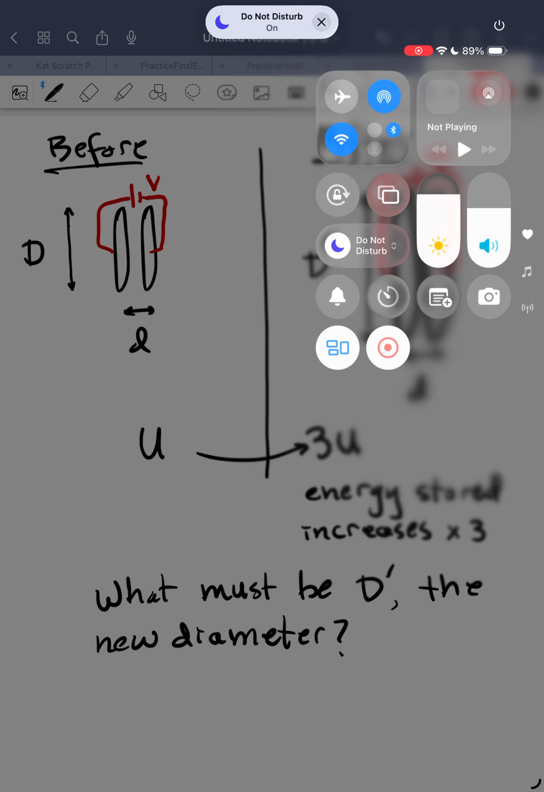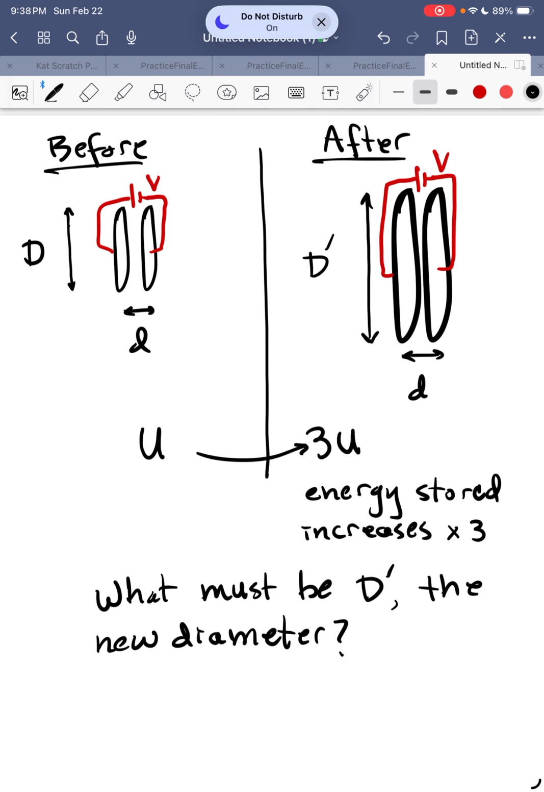Hi, I want to show you how to solve a particular type of problem that pops up a lot in Physics 202 and also in Physics 201, and maybe on the MCATs and things like that. So I'm going to use an example from an exam that we had recently that was about capacitors.